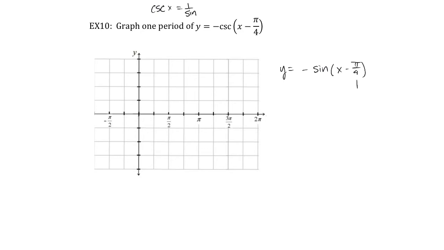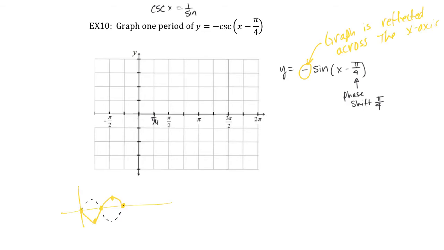Let's see, we've got a phase shift. The phase shift is pi over 4, so that's where I'm going to start, at pi over 4. The other thing that's going on is I have this negative, and what that means is that my graph is going to be reflected across the x-axis. My typical sine graph goes up, but now because of that reflection, it needs to go down. So instead of coming up, I'm going to come down. But where is that next point going to be?